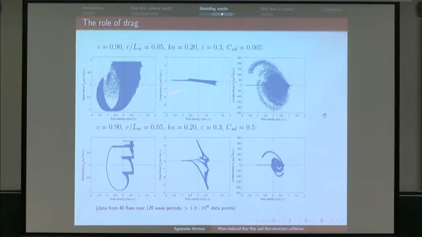So when we look at the case when the drag is very low, we see that our data points are scattered all over the place. When the drag coefficient is very high, what we obtain is a very repeatable response of the model to the forcing. So the drag regularizes the response, so to say.